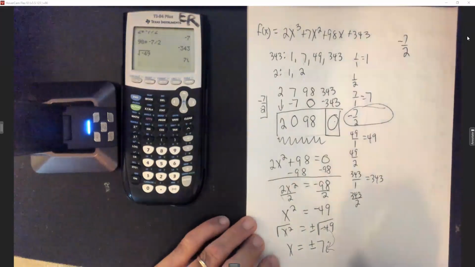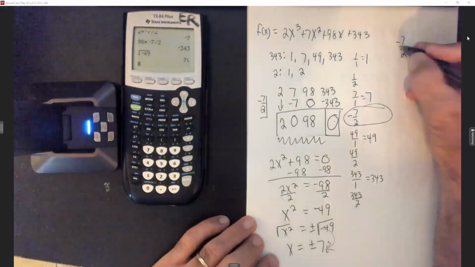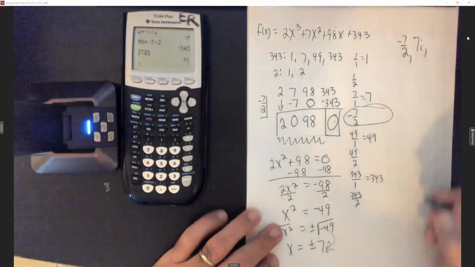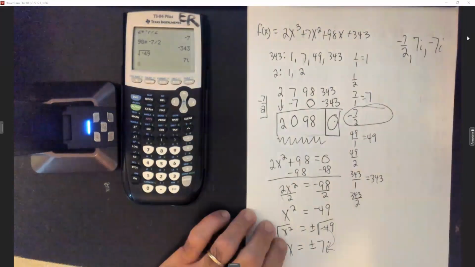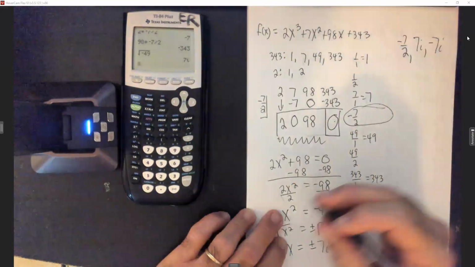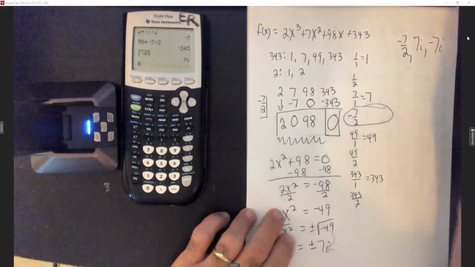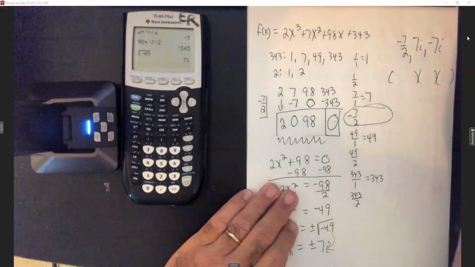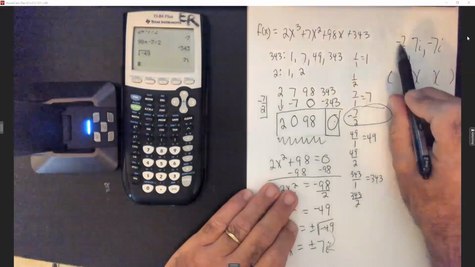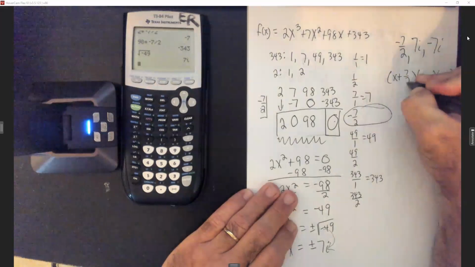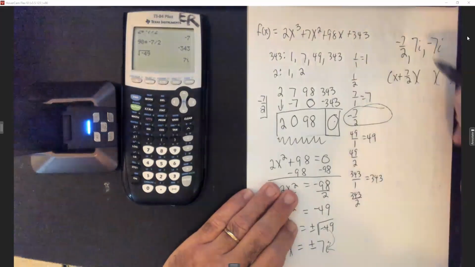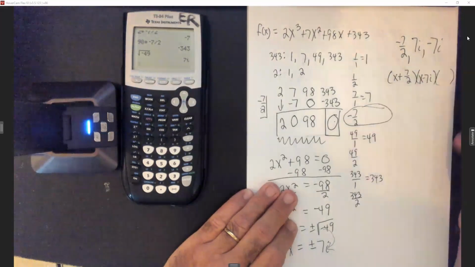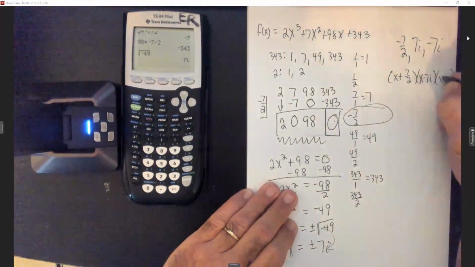So negative 7/2 was a 0. 7i is a 0, and negative 7i is a 0. So those were my zeros. Then it wanted me to put them in linear factors, and that just means put them all in parentheses. So since that's negative, it would be x plus 7/2. Since that's a positive 7i, it'll be x minus 7i. And then since that's a negative 7i, this would be x plus 7i.